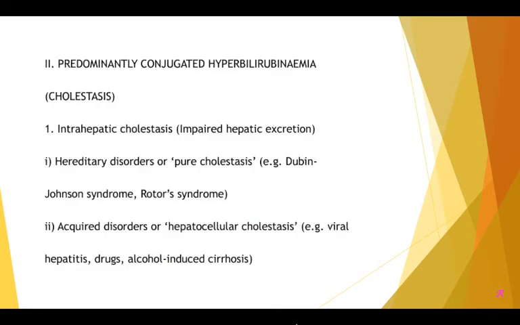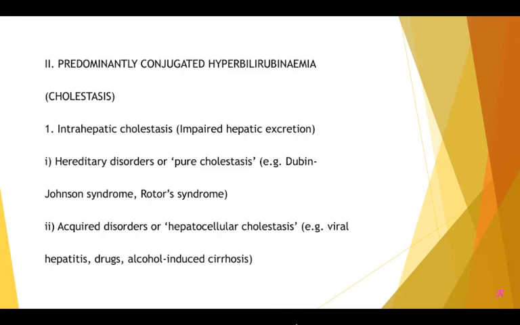Now, conjugated hyperbilirubinemia or cholestasis. Cholestasis means obstruction to the biliary system. Now, it can be divided into intrahepatic and extrahepatic. First, we discuss the intrahepatic cholestasis. That is, the obstruction is inside the liver. We already told there are small biliary ducts which join to form the right and left ducts. Okay. So it is in these small ducts that obstruction is happening. That is within the liver.